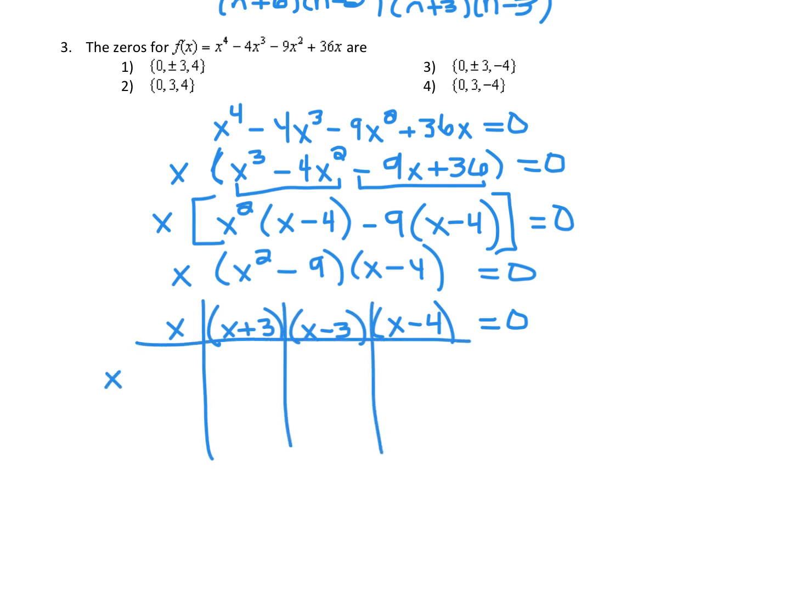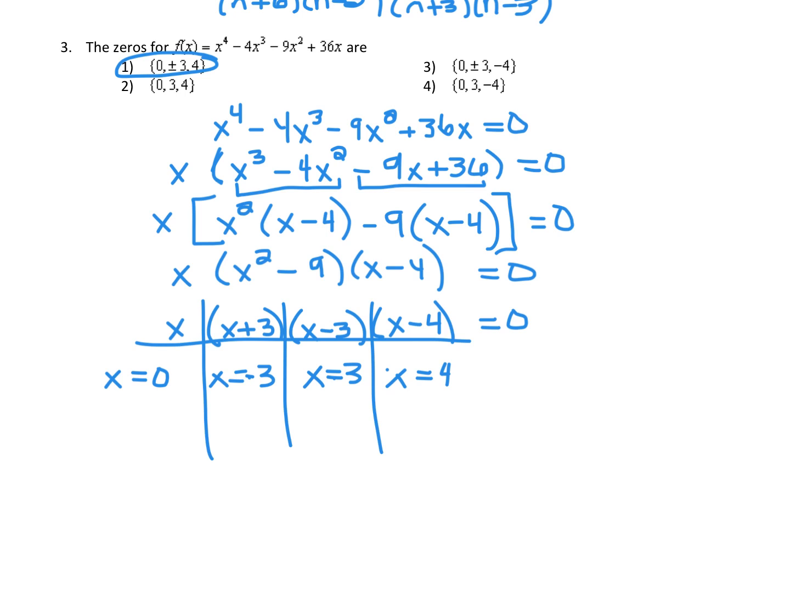So here we get x equals 0, x equals negative 3, x equals positive 3, and x equals positive 4. So it looks like we have that right here in choice 1.